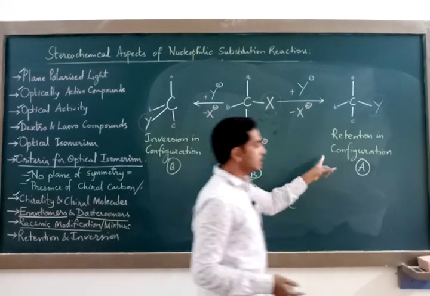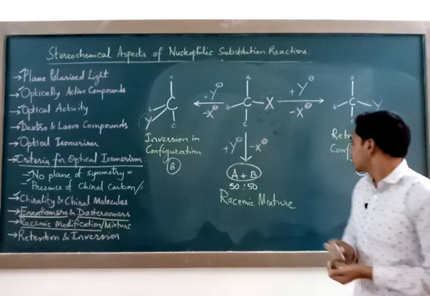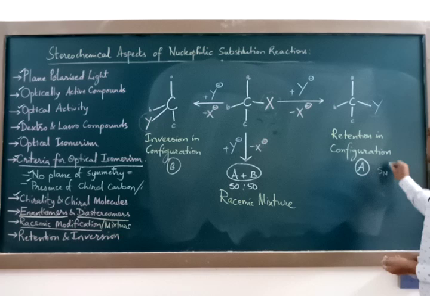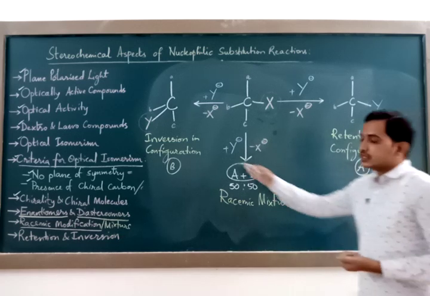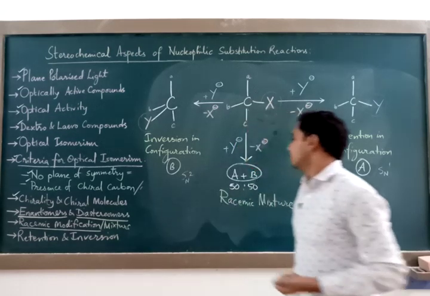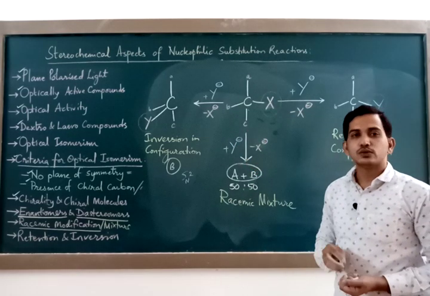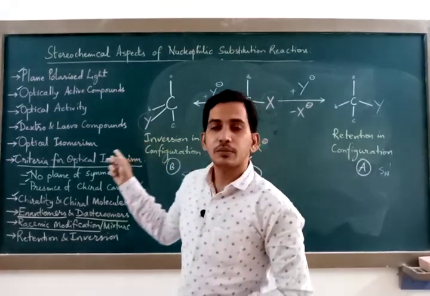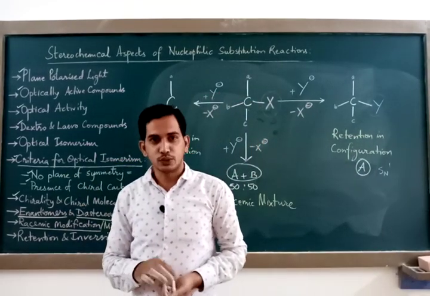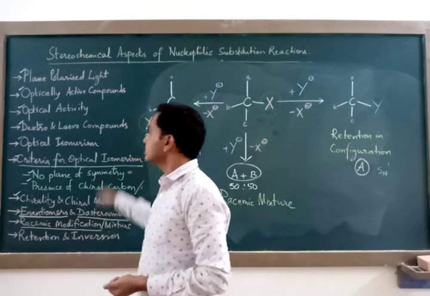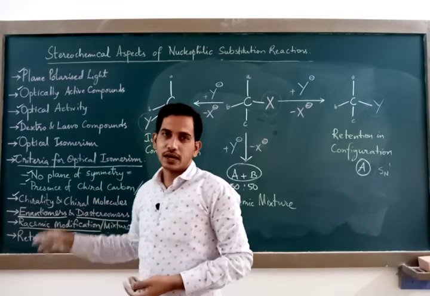We see retention in which nucleophilic substitution reaction? We see this in SN1. Inversion is seen in SN2. Racemic mixture is not so common. So today we have studied all the stereochemical aspects of nucleophilic substitution reactions. To understand what retention and inversion is, we had to study all these parts.